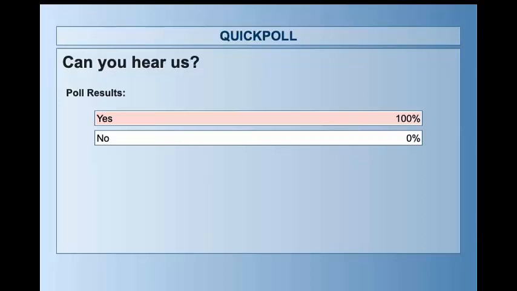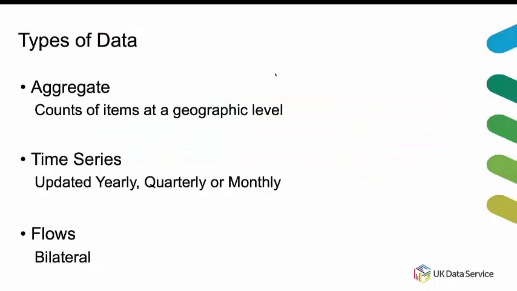So we have data from gold standard international organizations: IEA, United Nations, World Bank, OECD, and the International Monetary Fund. And the data we hold is aggregate, so it's counts of items at a geographic level, mainly national level. We have a small amount of sub-national data as well at regional level.